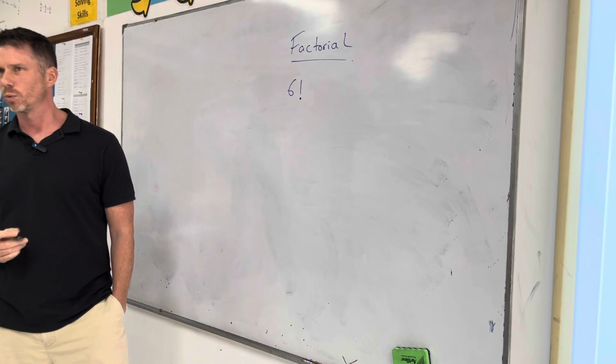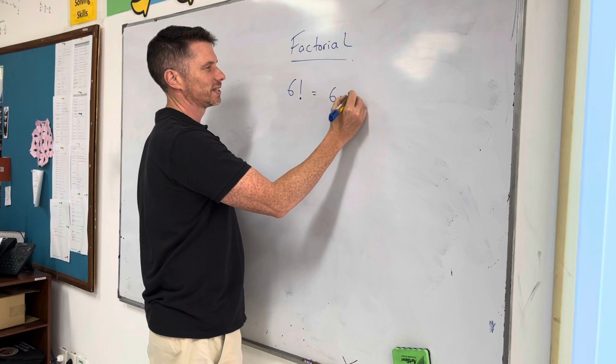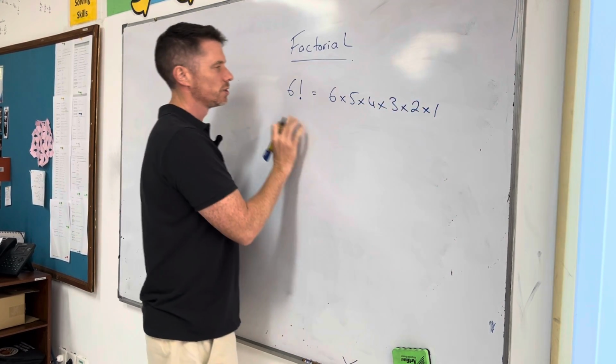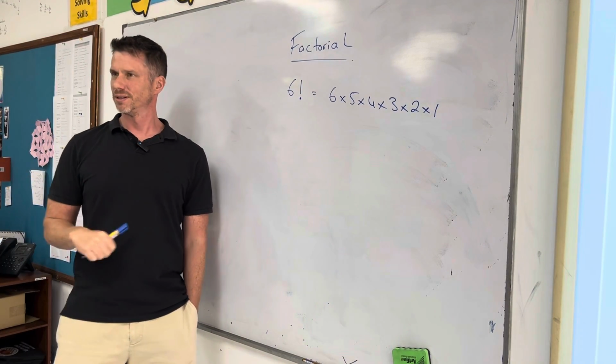6 with an exclamation mark. What? 6 times 5. Oh, yes, we know this. You know this. No, it's 6 times 5 times 4. Okay. So 6 factorial is 6 multiplied by every whole number down to 1.